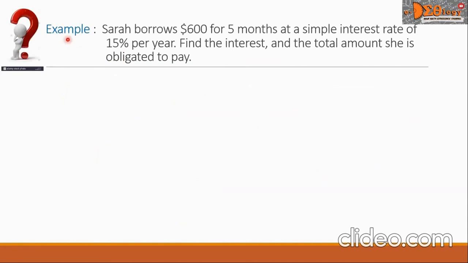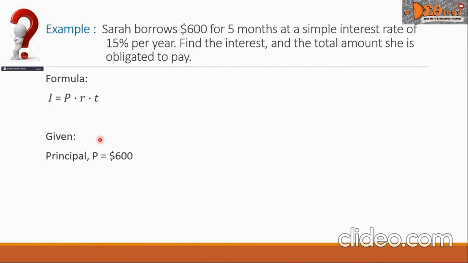Let us have this example. Sarah borrows $600 for 5 months at a simple interest rate of 15% per year. Find the interest and the total amount she is obligated to pay. First, let us write our formula. I equals P times R times T.